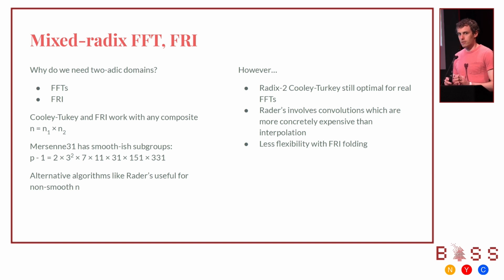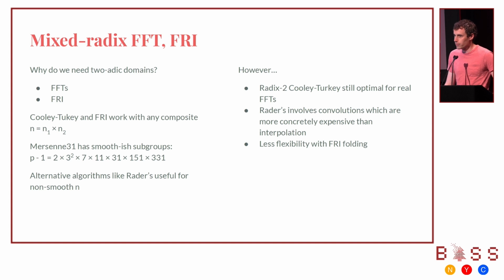It just needs to be divisible into 2 components. And similarly with FRI, if we're doing radix 2 folds, then we need powers of 2. But FRI is also more general than that. We can use other folding factors, and we could even have a large prime in there that just becomes the final polynomial at the end of FRI.